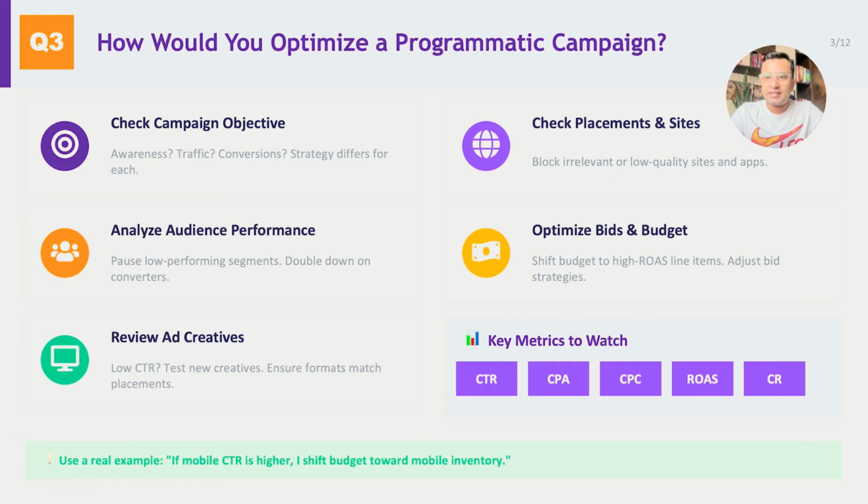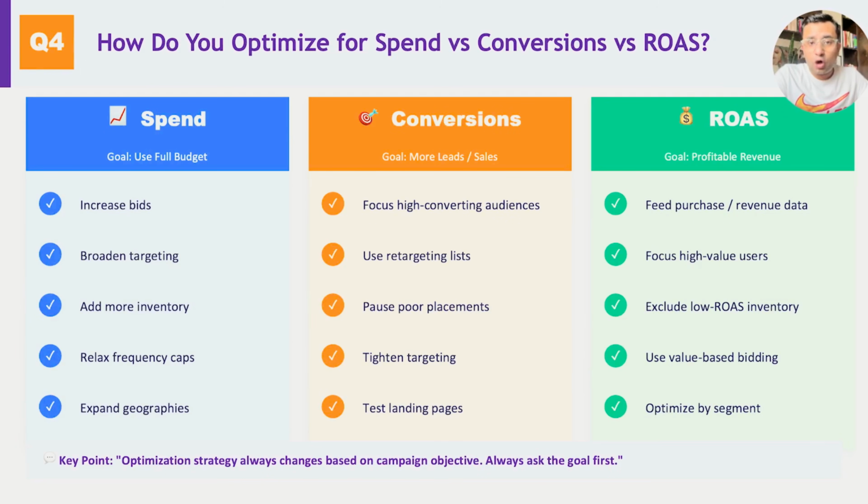Now the key metrics to watch while optimizing a programmatic campaign would be click-through rate, cost per acquisition, cost per click, and return on ad spend. So these are the major metrics to watch for. How do you optimize for spend versus conversion versus ROAS? The interviewer goes into much more detail and asks, okay, you have a goal of using your full budget. How will you optimize?